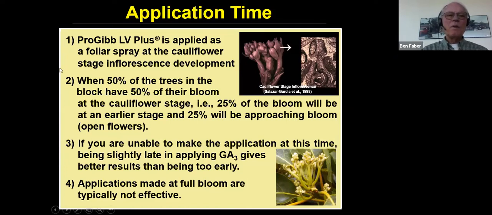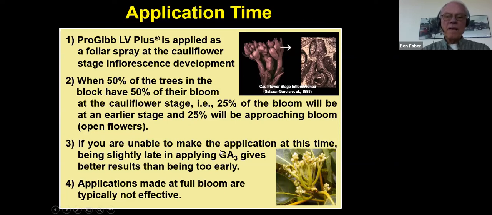It's applied when 50% of the trees in a block are in that cauliflower stage. So 25% of the bloom will be in an earlier stage, 25% will be approaching bloom. So this gets kind of difficult because you're at the top of a tree on the north side, the east side, the west side. The tree's going to be in different stages, or you're at the top of the hill or the bottom of the hill. So you've got to make some sort of a judgment about what the overall orchard is in.